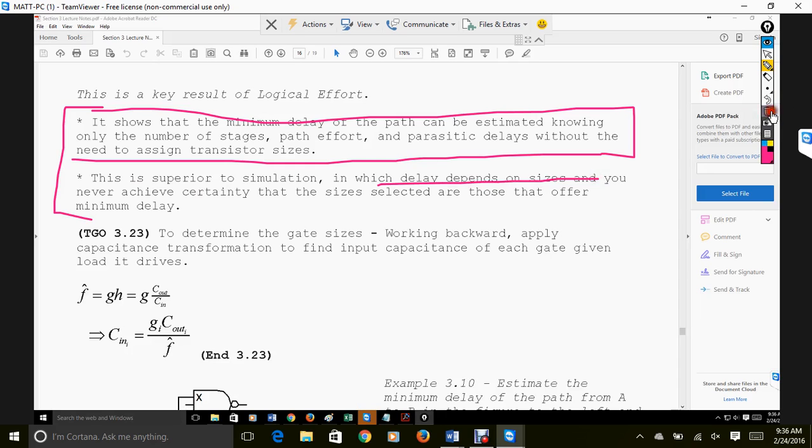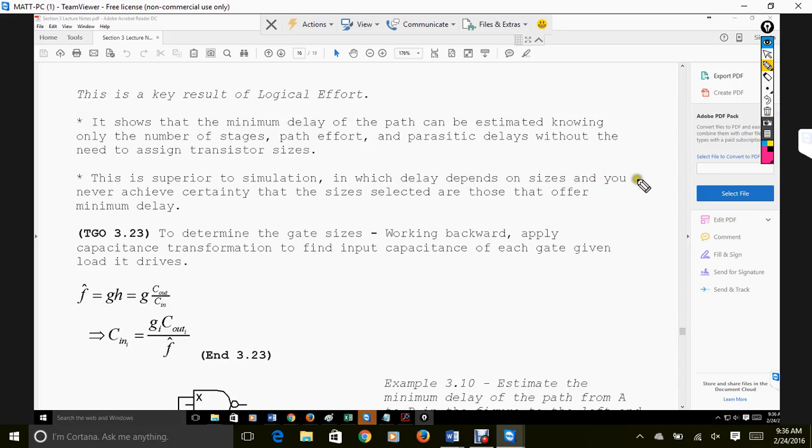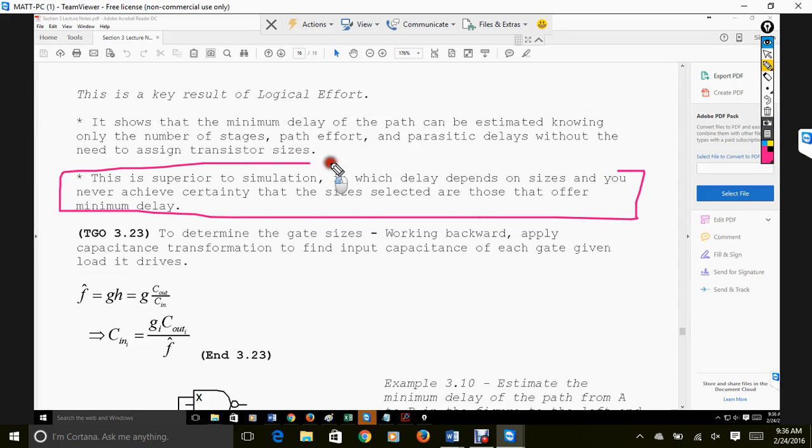Okay, so I'm sorry. It's superior to simulation in this case because the delays are dependent on sizes and you can never achieve certainty that the sizes selected are those that offer minimum delay. So the reason why this is important ties back into what I was saying at the beginning of lecture today. A lot of people waste a lot of time in CMOS by trying to simulate, test, simulate, test, simulate, test.